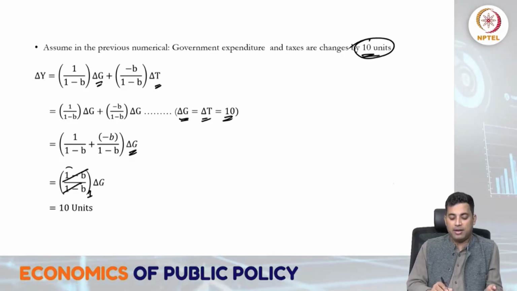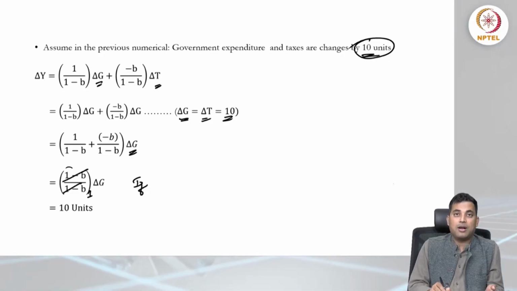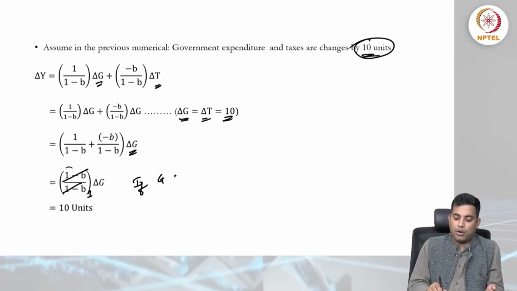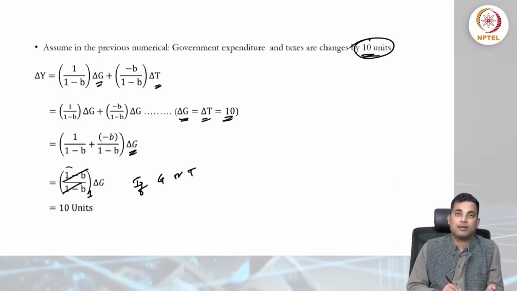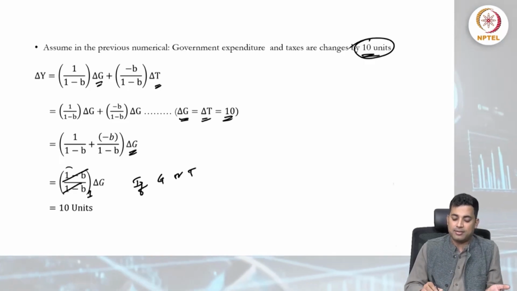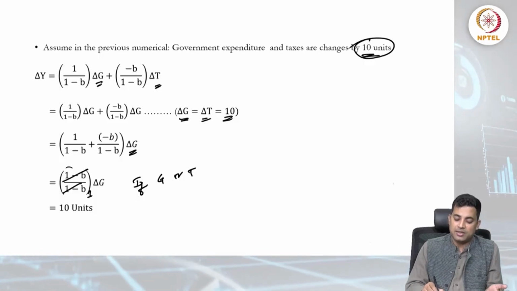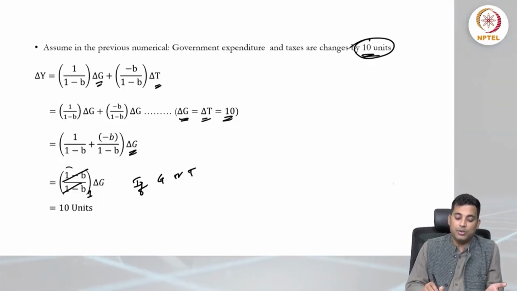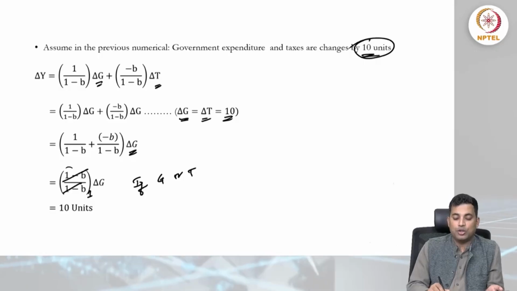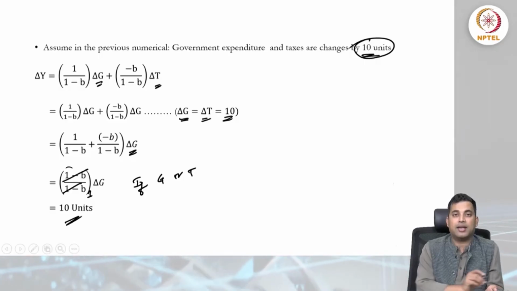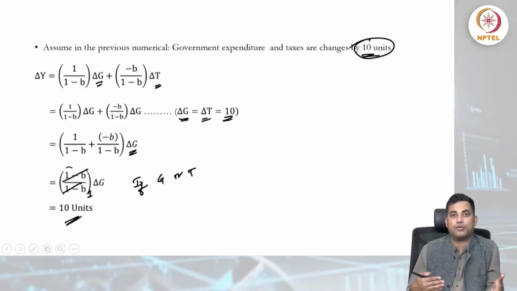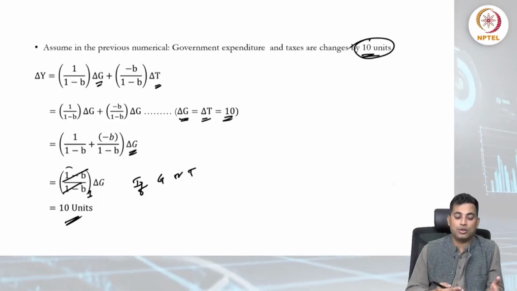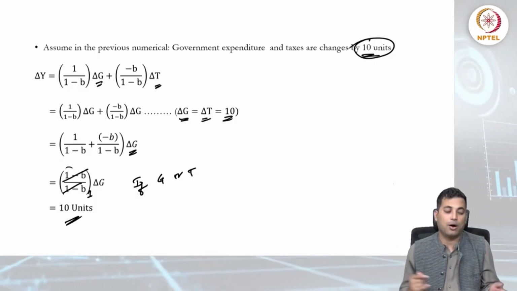So even if government expenditure and taxes are increased by any number of units, total output will also increase by the same amount, say 10 units. An equal amount of change will be reflected in the output.